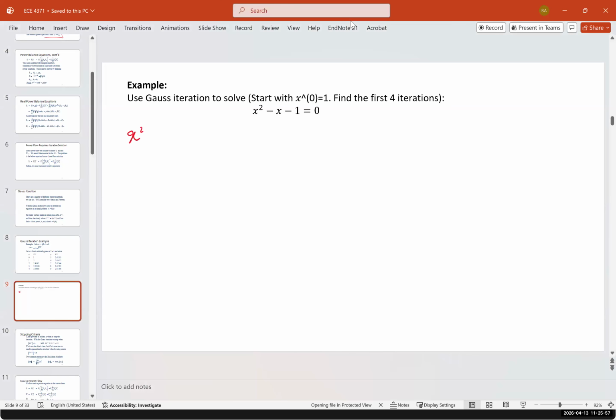Now, first thing we do, we have x squared minus x minus 1 is equal to 0. We rewrite the equation as x squared is equal to x plus 1, or in other words, we divide everything by x. It's going to be x is equal to 1 plus 1 over x.